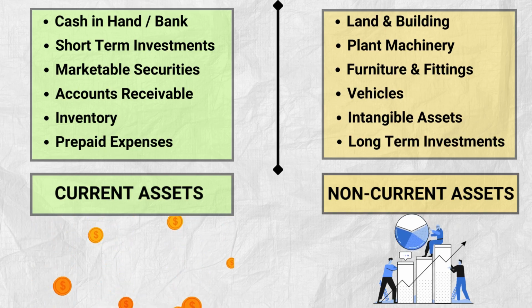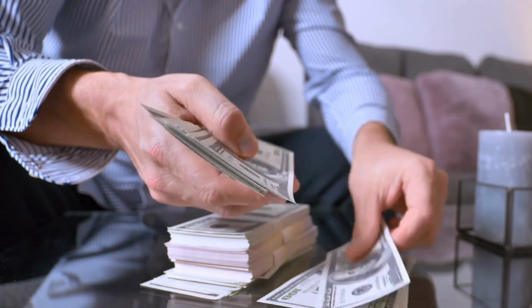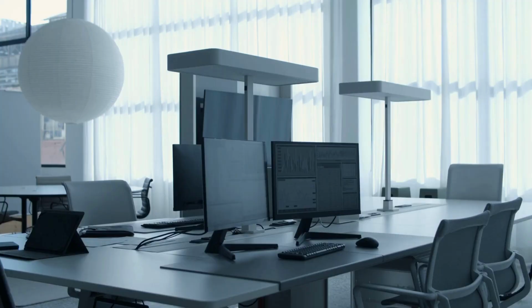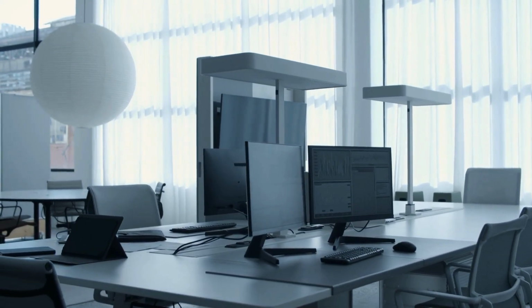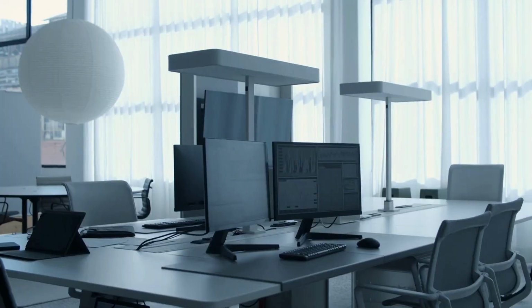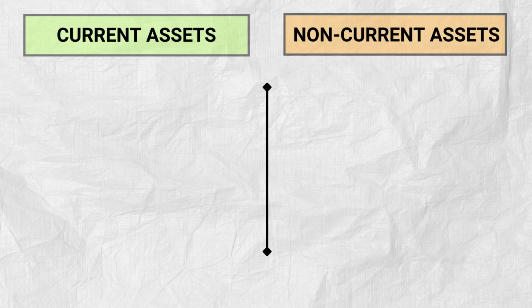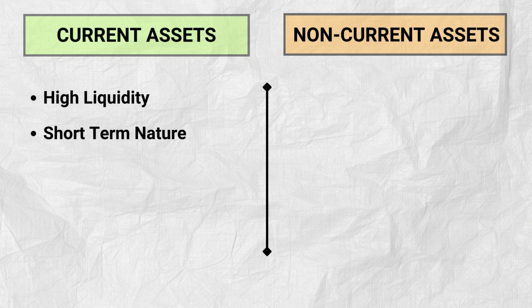So, in summary, current assets are those that can be quickly turned into cash to meet short-term obligations, while non-current assets are those that contribute to a company's long-term success but may take longer time to convert into cash. Finally, let's wrap up by summarizing the characteristics of these two types of asset. Current assets are highly liquid, meaning they can be readily converted into cash. These assets are expected to be utilized or converted into cash within a relatively short period, usually within a year.